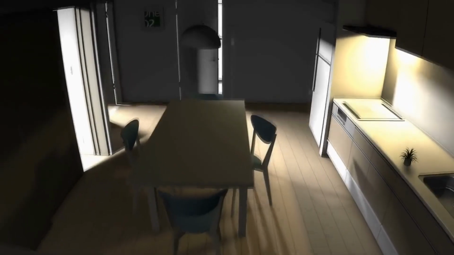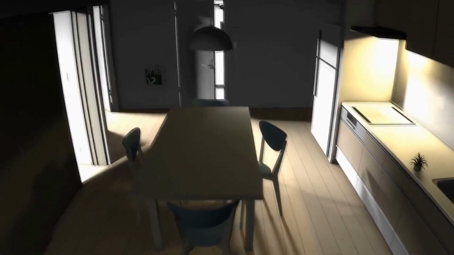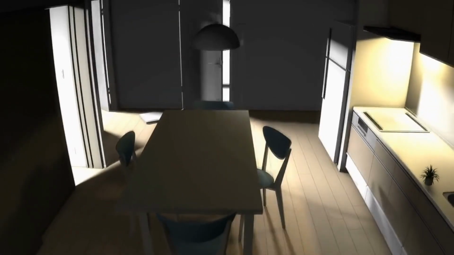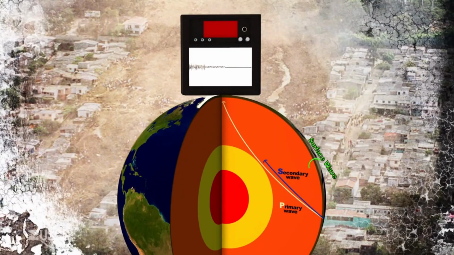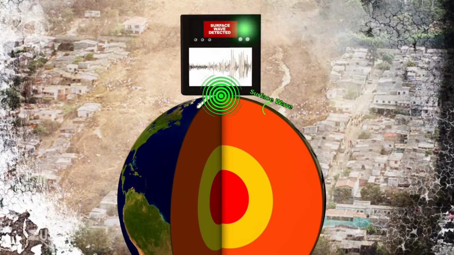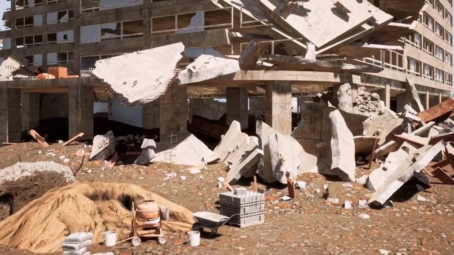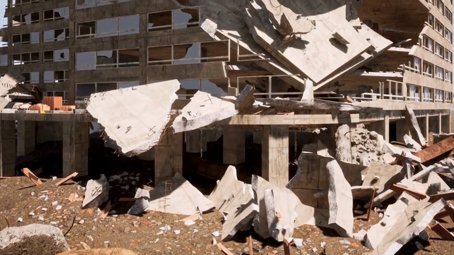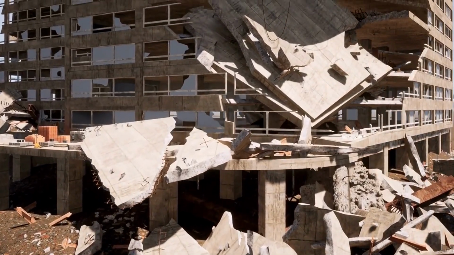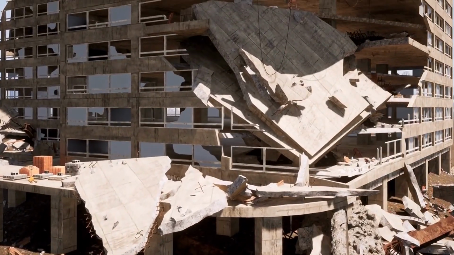Earthquakes are one of the most powerful and unpredictable natural disasters on our planet. These sudden and violent movements of the Earth's crust, measured by seismograph, can cause significant damage to infrastructure, buildings, and human life. In this video, we'll take a closer look at what causes earthquakes.